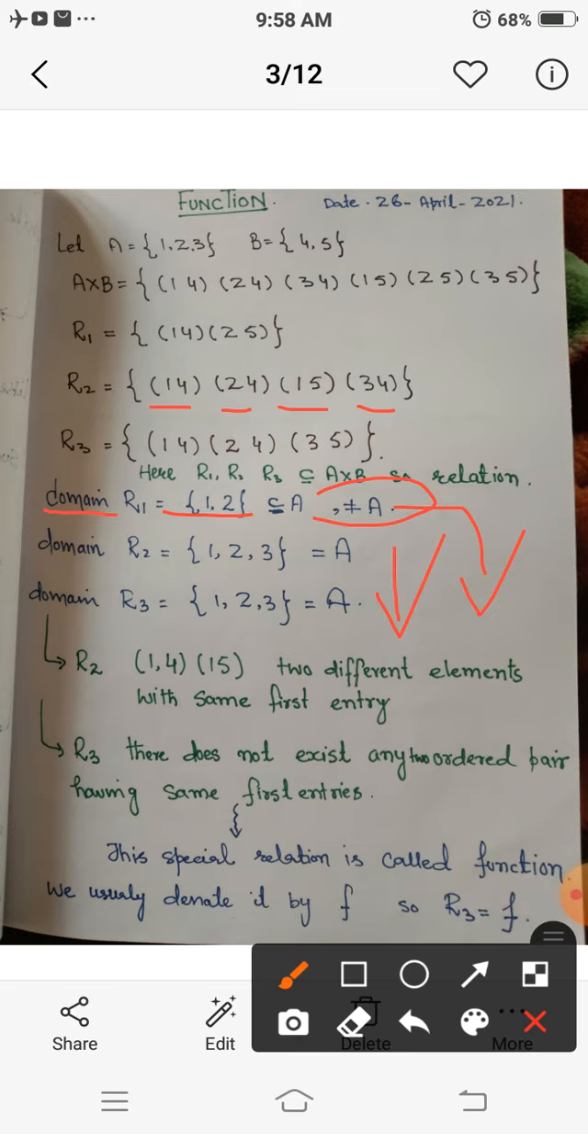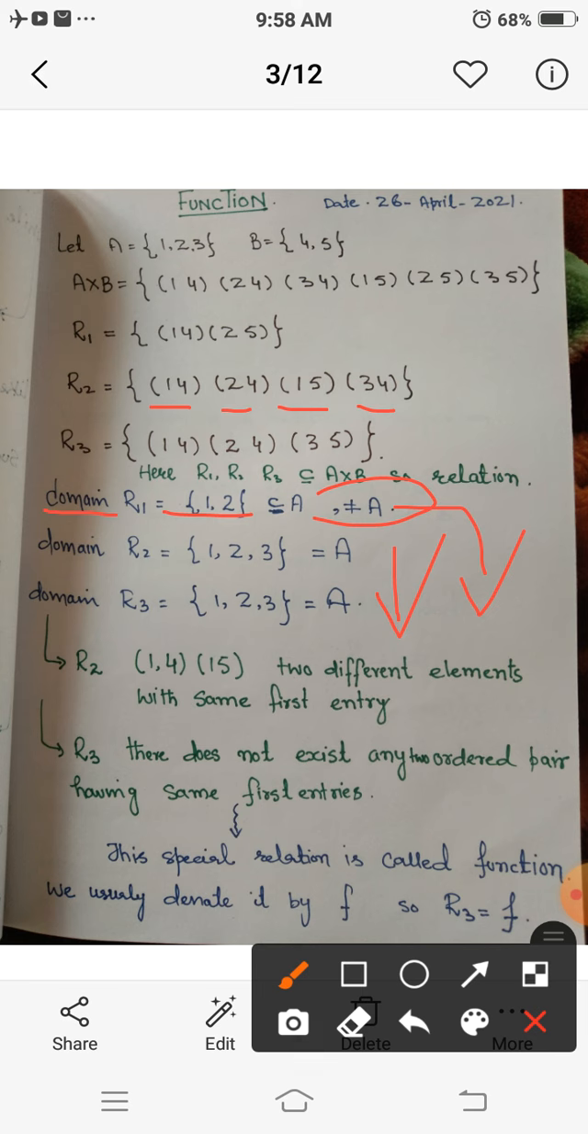Is there any difference between these elements? Yes, there is a difference. We have two elements, (1,4) and (1,5), two different elements with the same first entry. This means that under this relation, 1 is related with 4 as well as 1 is related with 5.